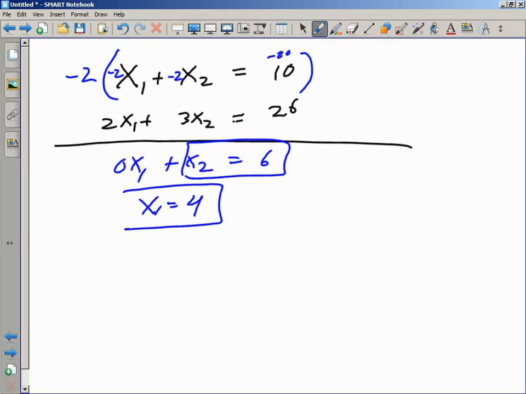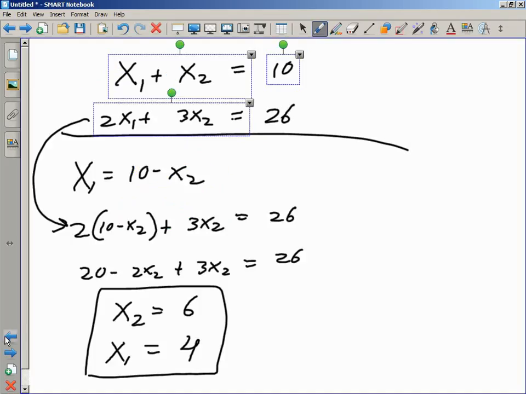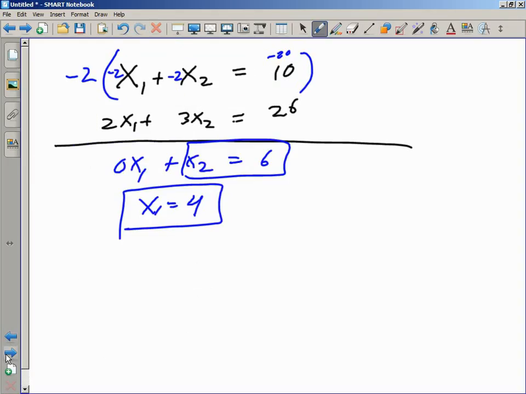So x2 is equal to 6, x1 is equal to 4, right? No sweat. All right. Now, here's a point that I want you to get out of this. Does everyone see how substitution gives the exact same answer as multiplying one equation by a constant and adding the two equations? No problem there. Good?